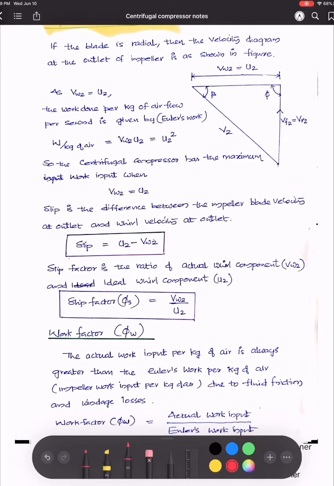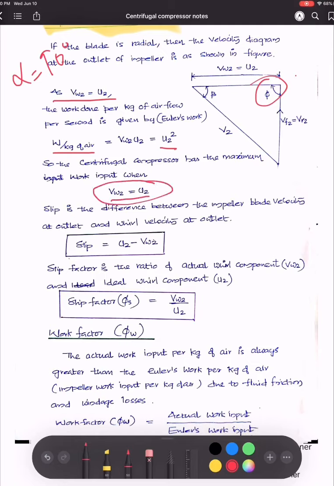You already know that in the case of centrifugal compressors, alpha is 90 degrees, right? So alpha is 90 degrees because the air enters radially. Imagine what happens if the air leaves radially at the outlet. That becomes phi equal to 90. So when phi becomes equal to 90, VW2 becomes equal to U2. So that means the work done per kilogram of air, or the input work, becomes U2 square. So the centrifugal compressor has maximum work input when VW2 is equal to U2, right?